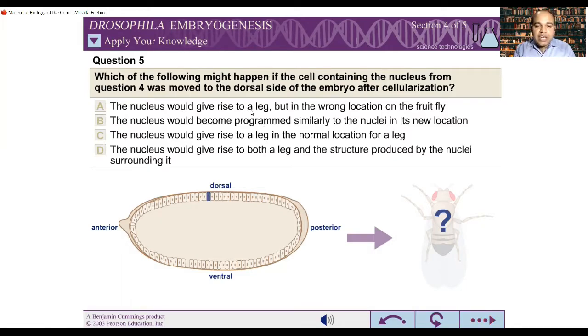The nucleus will give rise to a leg but in the wrong location of the fruit fly. The nucleus will become programmed similar to the nucleus in the new location. No, the nucleus now cannot become programmed because it has been transformed into a cell.